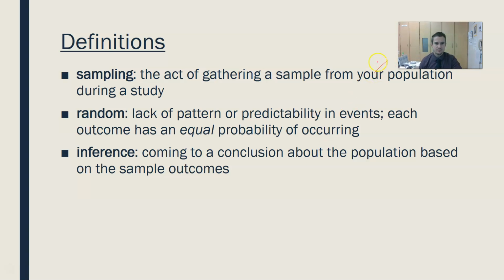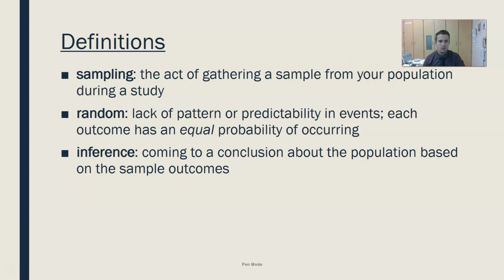Some definitions. When I say sampling, what that means is the act of gathering a sample from your population during a study. In the last lesson we talked about the difference between a population and a sample. The population is everyone that I'm concerned with, and the sample is just a handful of objects or people from that population. So sampling is the act of gathering that sample. How do I choose the people in my population that I'm going to use in my study?